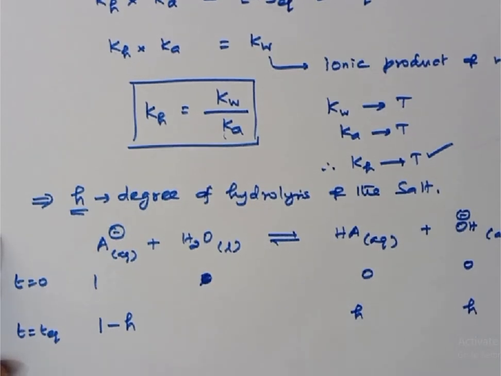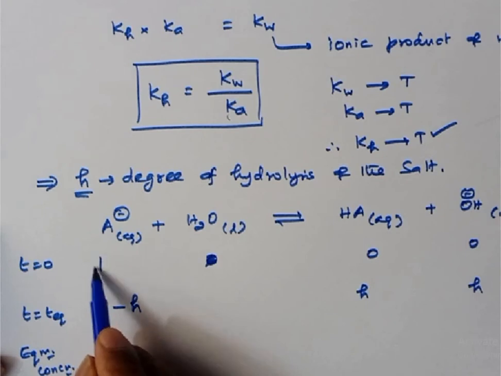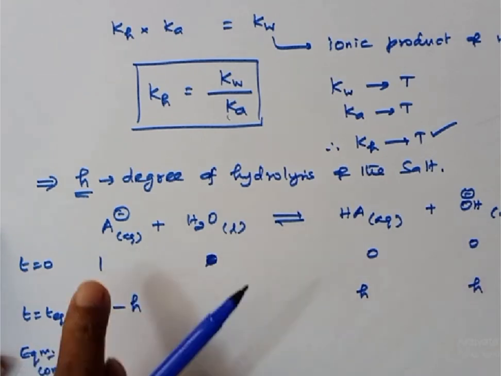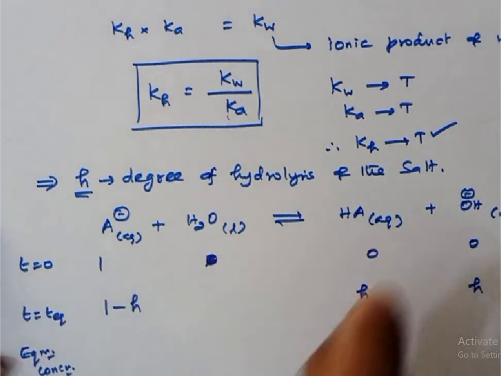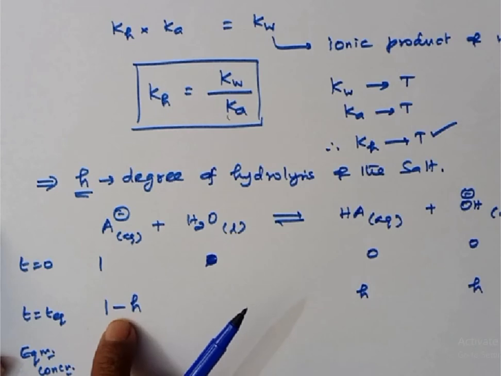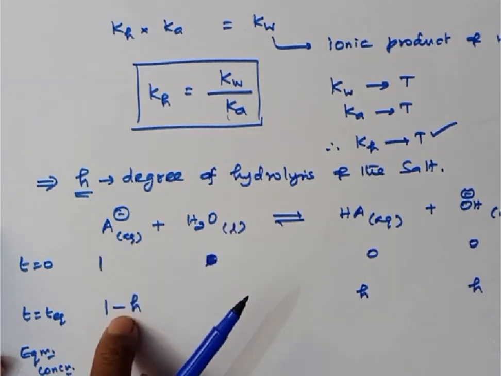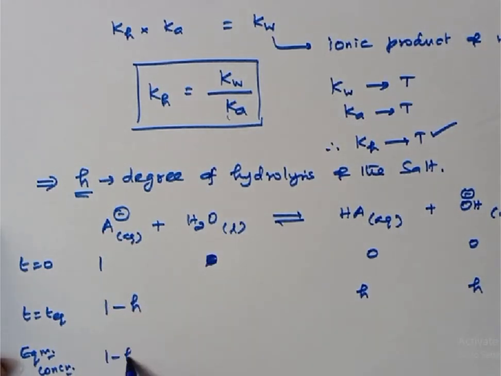Right? What is the equilibrium concentration? You know very well, if the 1 mole of the salt does not undergo hydrolysis, concentration is C. But it undergoes hydrolysis, therefore at equilibrium, we have only 1 minus H mole of A minus ion. Therefore, concentration of A minus ion at equilibrium is 1 minus H into C.